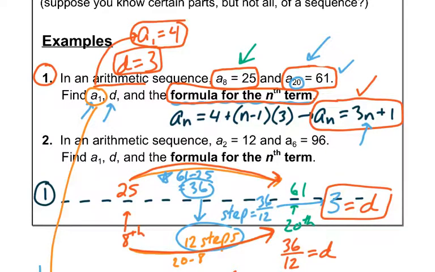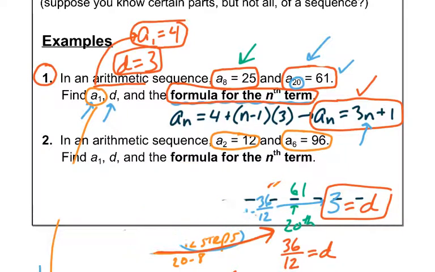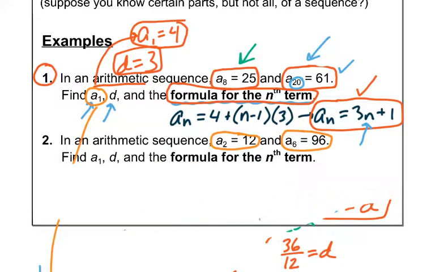All right, can you try number 2 on your own? This one's the same idea. I'm going to give you the second term is 12, and the 6th term is 96. Can you find, again, A sub 1, D, and the formula for the nth term? Go ahead and pause it on your own and come back and we'll talk about it. All right, why don't we try this one? I'm going to erase the visuals here, but see if we can still talk about it without using the visuals, if you remember what steps we took.